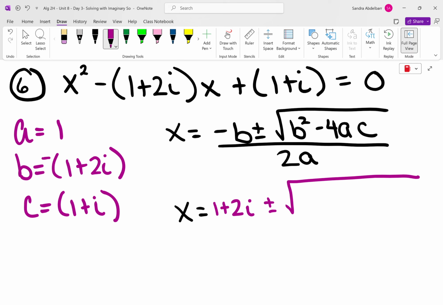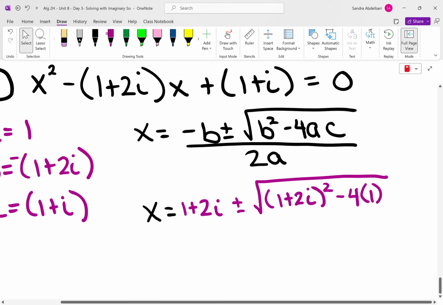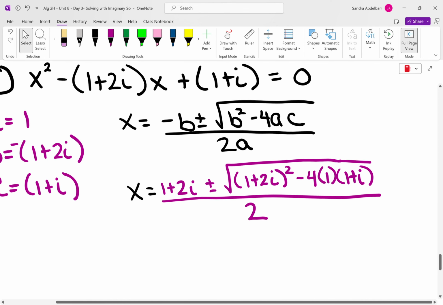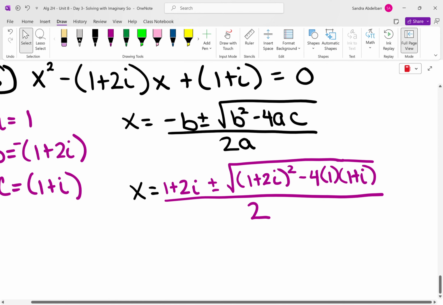Plus or minus the root of b squared. Now, our b is the negation of 1 plus 2i. But when I square that, won't that negative just become positive anyway? So I'm just going to write 1 plus 2i quantity squared. Does everybody understand why I did that? Why I just purposely left out that negative? Because if you were going to square, it'd be positive anyway. Minus 4 times 1 times the quantity of 1 plus i, all over 2.